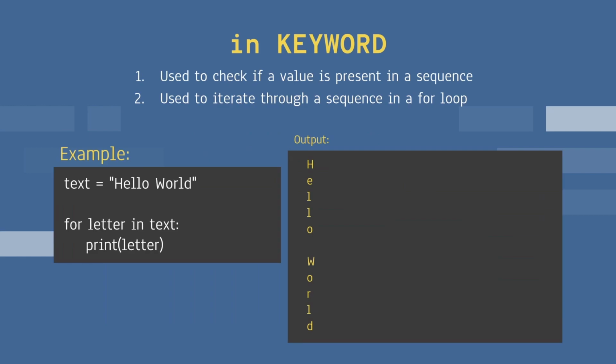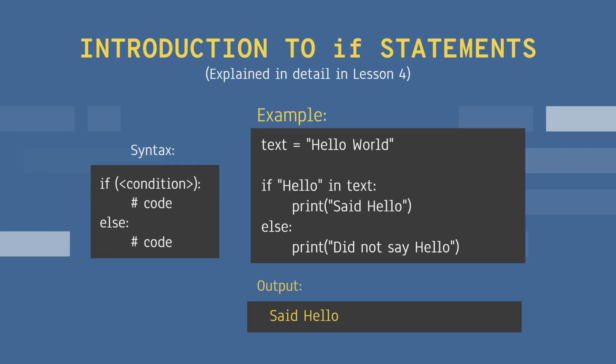The in keyword has 2 main uses. The first one uses if statements to check if a value is present in some sequence, which we will see in the example after this one. The second use involves using a for loop to iterate through a sequence. As you can see in this example, we are using the in keyword to loop through the text and print every letter. If statements and for loops will be covered extensively in lesson 4, so don't worry if you're a bit lost. The last concept we will cover is a brief introduction to if statements.